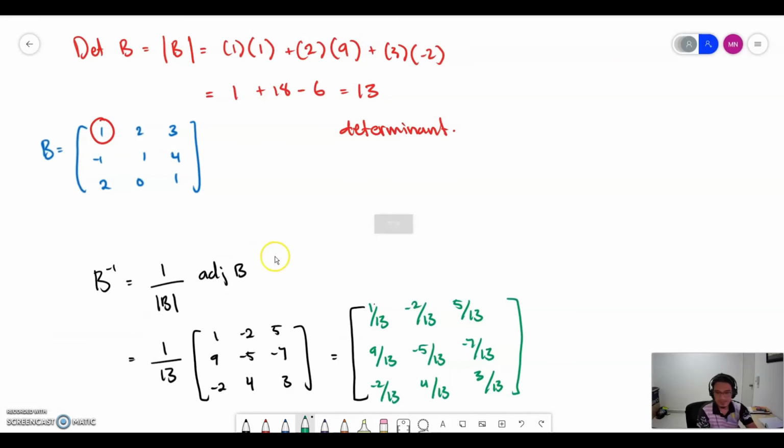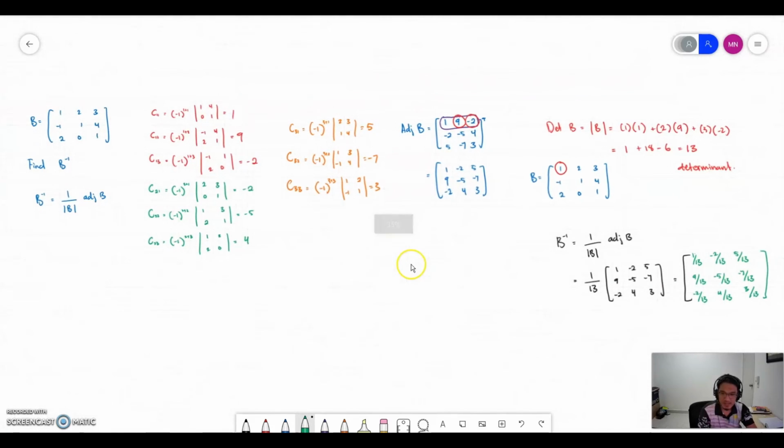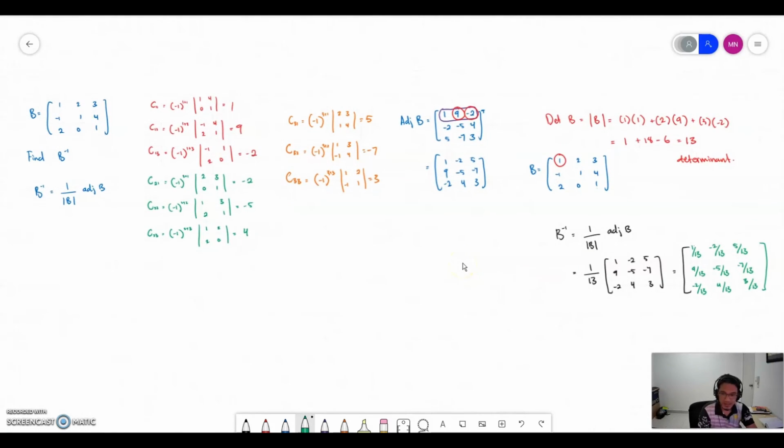Quite a big, long process, which applies all of the knowledge you have learned before in this topic, which includes scalar multiplication, minor, cofactor, determinant, and adjoint, which has transpose in it. Then with all of the background knowledge, you can find the inverse for matrix B.